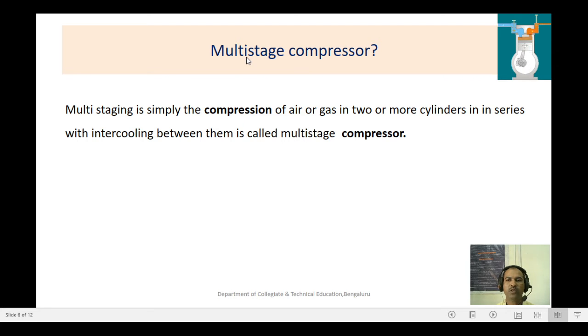In a single cylinder, what are we doing? We are using only one cylinder for compressing the air from low pressure to high pressure. But in a multi-stage compressor, we are using two or more cylinders to compress the air from low pressure to high pressure. These cylinders are placed in series, and in between these cylinders we are providing intercooling to cool down the highly compressed air. So this arrangement is called the multi-stage compressor.